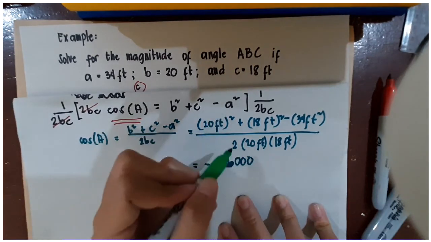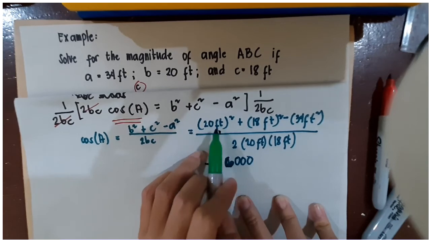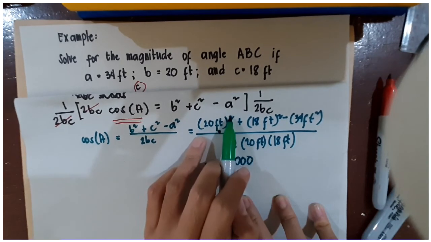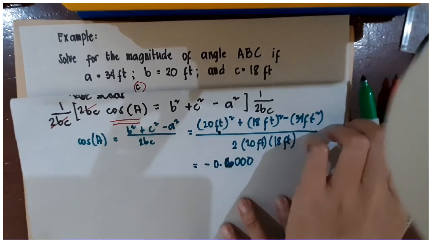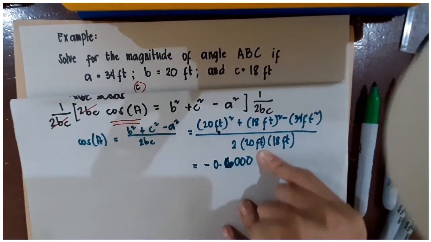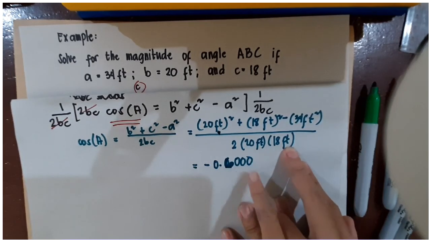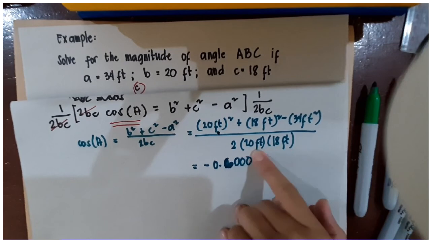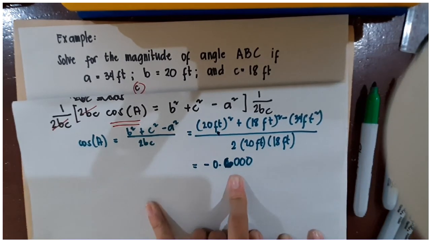Now, why does it no longer have a unit? Take note, if you square this one, you will get feet squared. And if you add the rest, it is feet squared on top. It will cancel out with your denominator. Your denominator will have feet times feet, that's feet squared. So, our units cancel out, and we have no unit here.